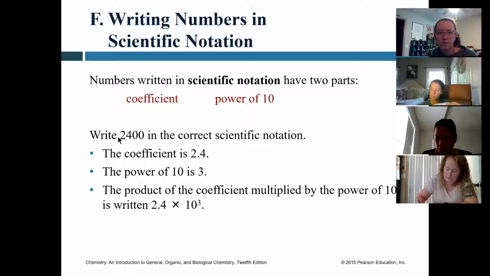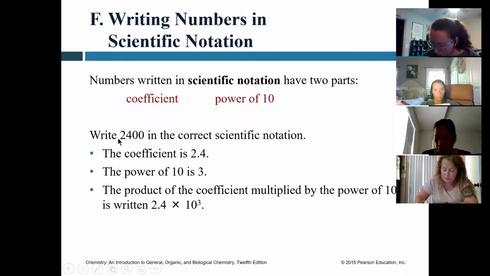So we take 2,400. The first thing we want to do is write the coefficient. The coefficient, or the decimal, needs to be between 1 and 10. So when looking at this number here, the decimal lives right here. If you don't know that, there's an inferred decimal right there, okay? We're going to move the decimal to get the number to be between 1 and 10. So in this case, I'm going to put the decimal, bam, right there between the 2 and the 4. So our new number becomes 2.4.